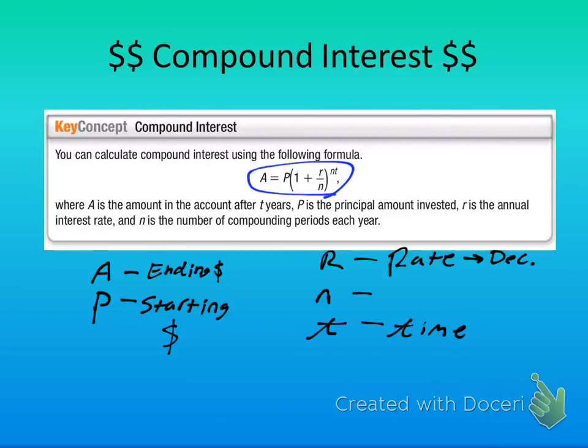The weird one is N, and here's why. In the text you can see it says the number of compounding periods each year. What that means is the interest you accumulate in this account gets added into the account so many times per year. So N is the number of times interest gets added per year. You can kind of make your own note: number of times interest is added.